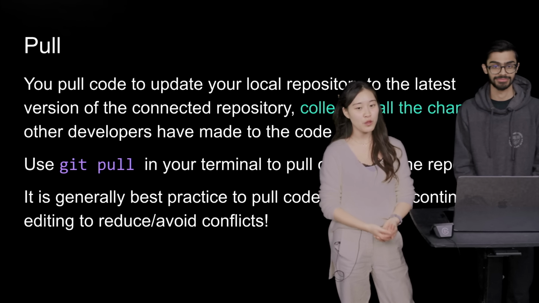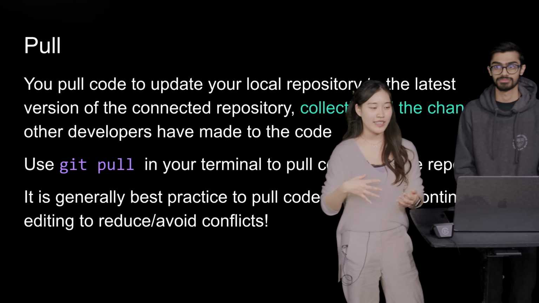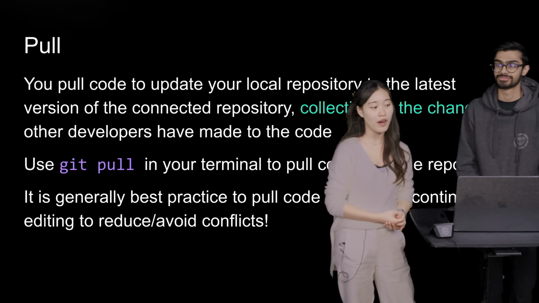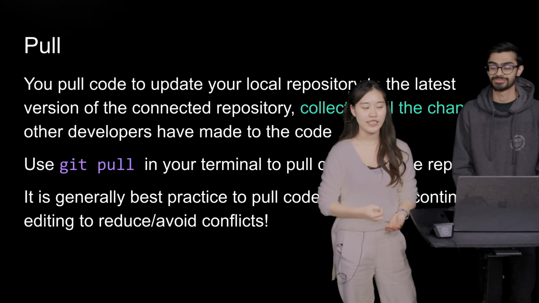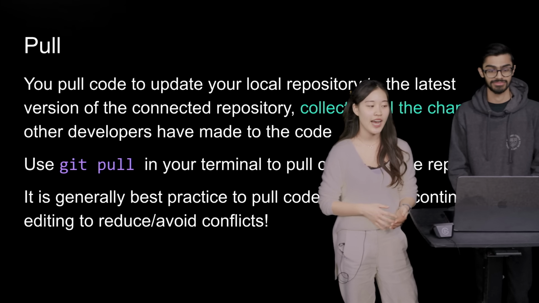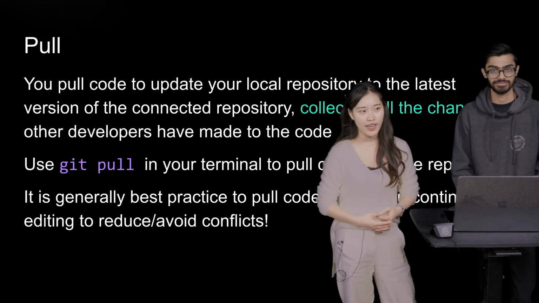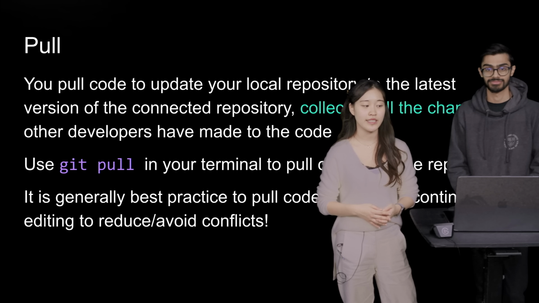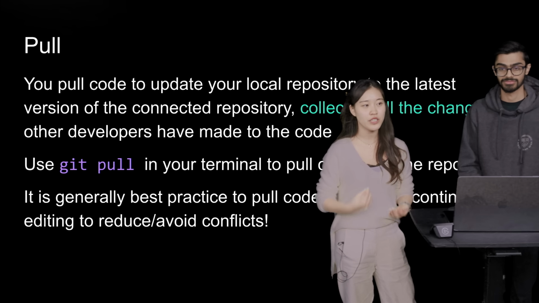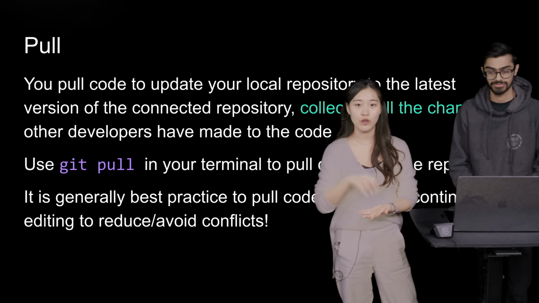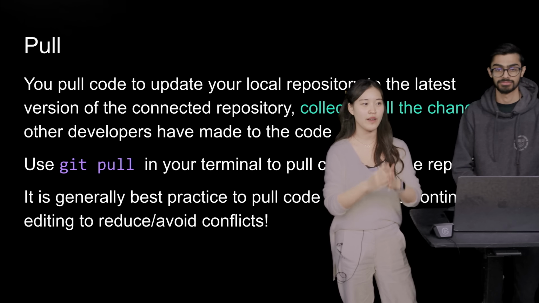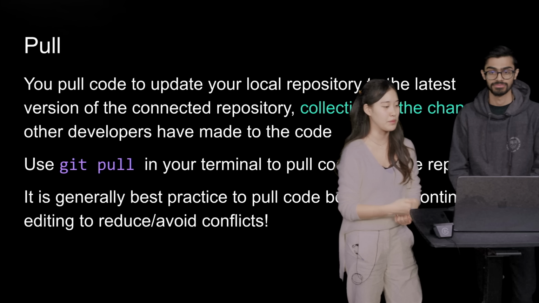Moving on to talking about the pull request, in opposition to the push request, you can pull code to update your local repository to the latest version that is stored in the repository. You can collect all the changes that other people have made to the code. You can do this by calling the command git pull in your terminal. Pushing code pushes what you have locally into the cloud-based system, and pull puts whatever is hosted within GitHub into your local computer.